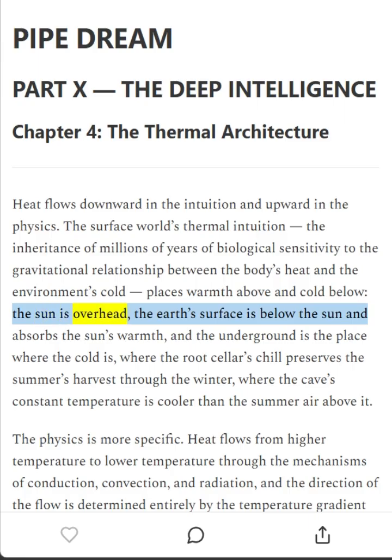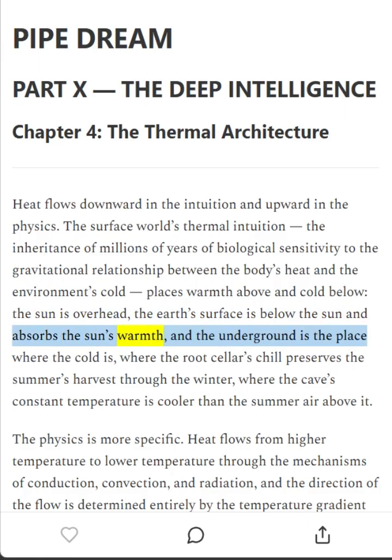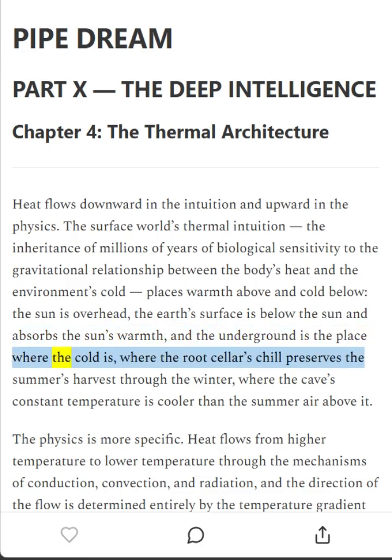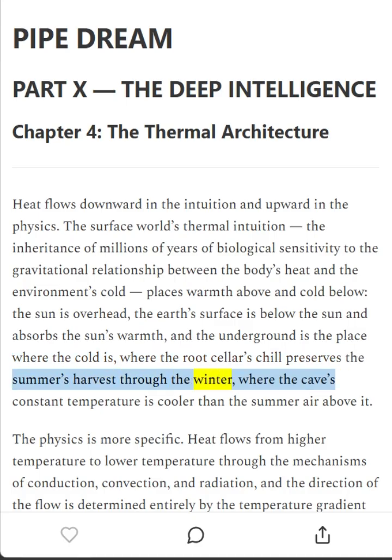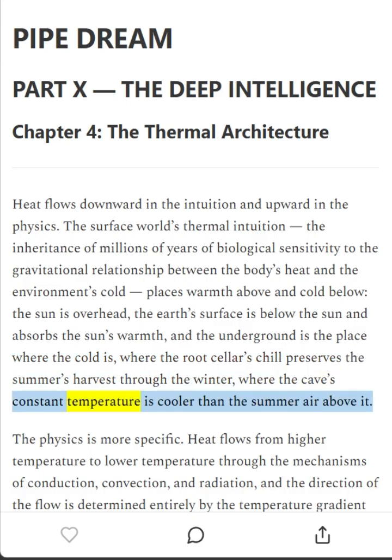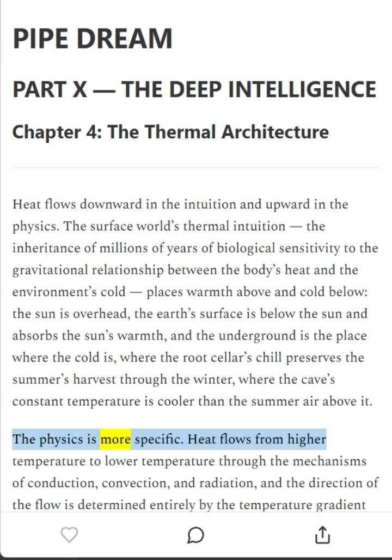The sun is overhead, the Earth's surface is below the sun and absorbs the sun's warmth, and the underground is the place where the cold is, where the root cellar's chill preserves the summer's harvest through the winter, where the cave's constant temperature is cooler than the summer air above it. The physics is more specific.